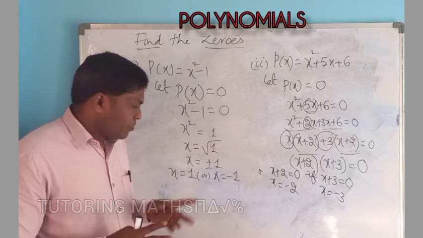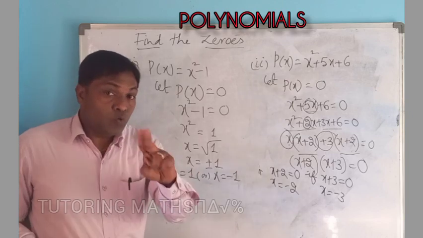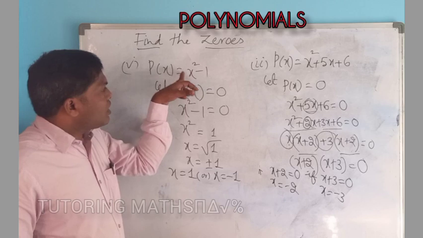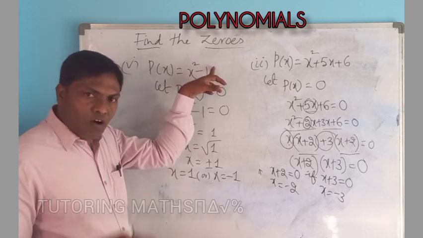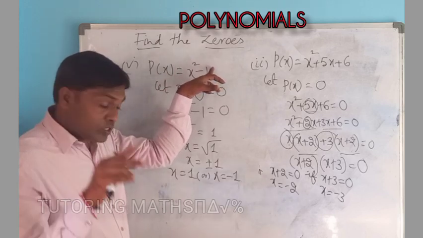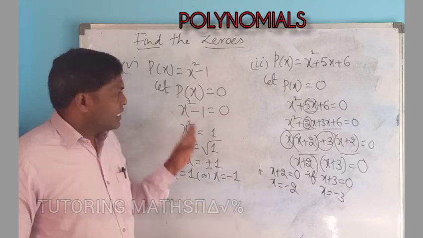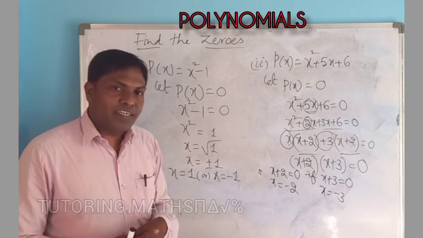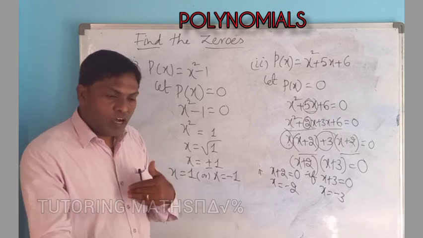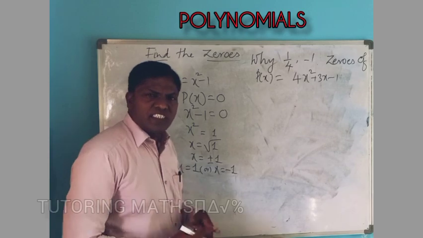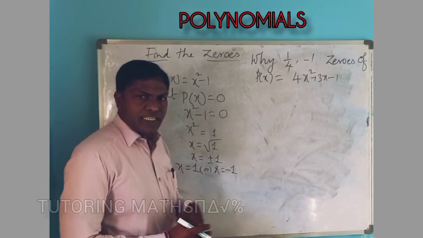It means we are getting two values for x. Therefore, you can say that the zeros of this polynomial are two: one is plus 1 and the other is minus 1. In the same manner, you try to complete the remaining problems. And now, let us discuss one more question from this exercise.